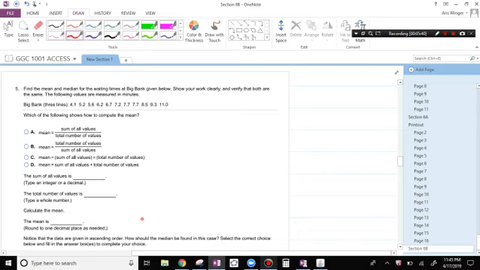So how many times are there? 1, 2, 3, 4, 5, 6, 7, 8, 9, 10, 11. So there are 11 values. The median is the middle number, 1, 2, 3, 4, 5, 6. The median is 7.2.